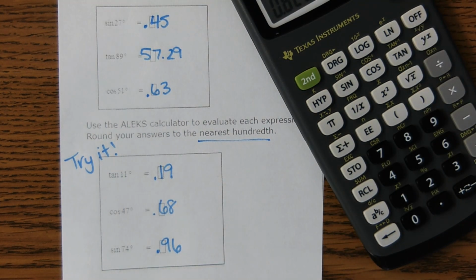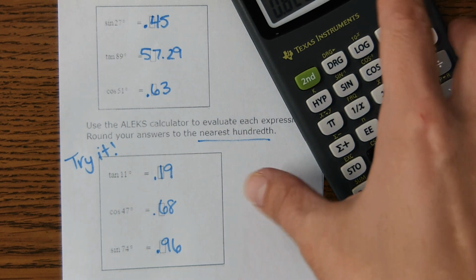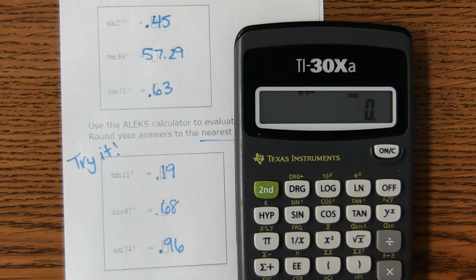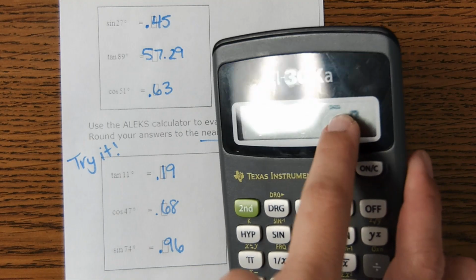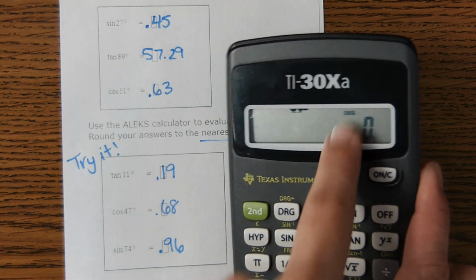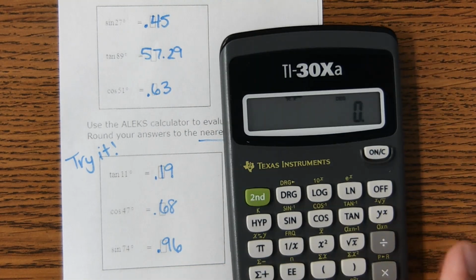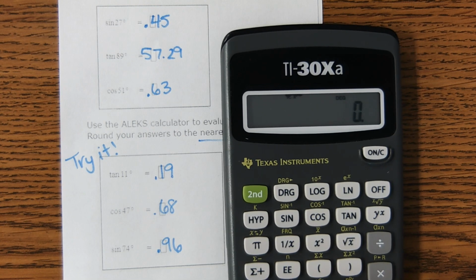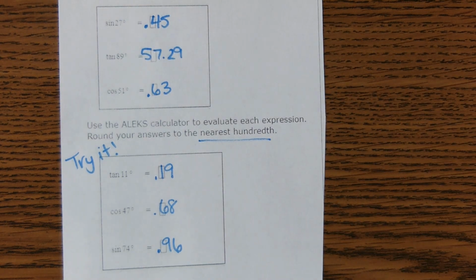Okay, so here's what I got. Compare your answers, make sure you got the same thing. If you didn't get that, check to make sure your calculator is in degrees and not radians. Everybody get the numbers? Good? Okay, cool. Then we are ready to move on to the next.